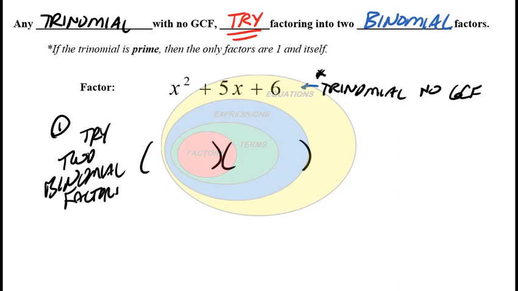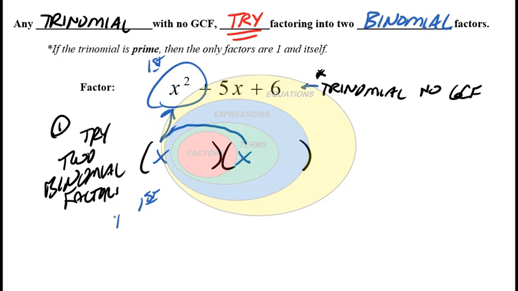Well, the first place we can look is the first term. So we know the first term has to come from multiplying the first two terms in the binomial factors. So in order for me to get x squared, the first two terms have to be x and x in my binomial factors. So the first terms give a product that gives x squared. And the only way I can do that is to get x times x.